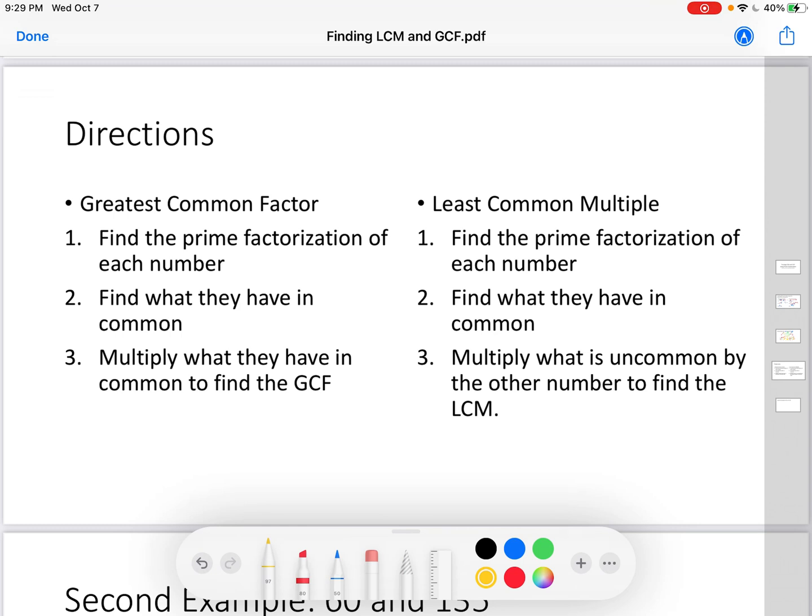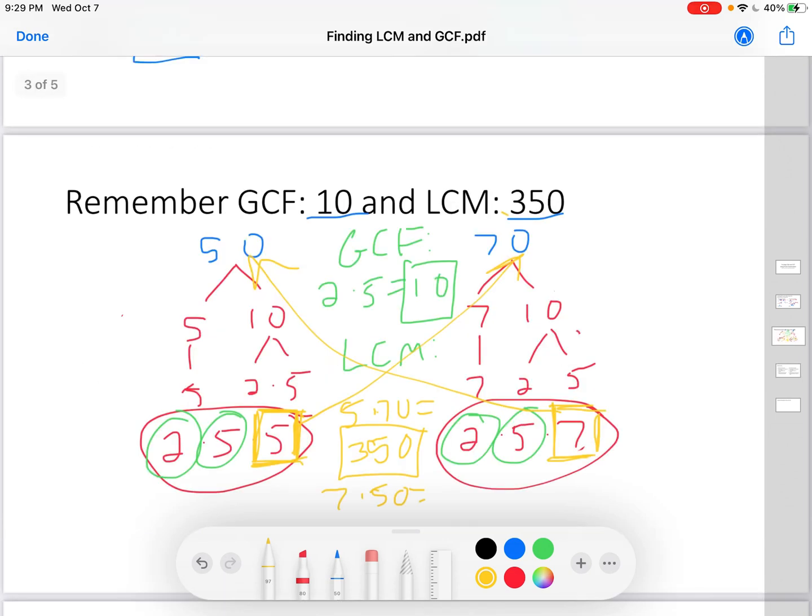First, for greatest common factor, find the prime factorization of each number. Find what they have in common, and multiply what they have in common to find the GCF. Here, I found the prime factorization of 50. I found the prime factorization of 70. I found they had 2 and 5 in common. I multiplied 2 times 5, got 10. That's the GCF.